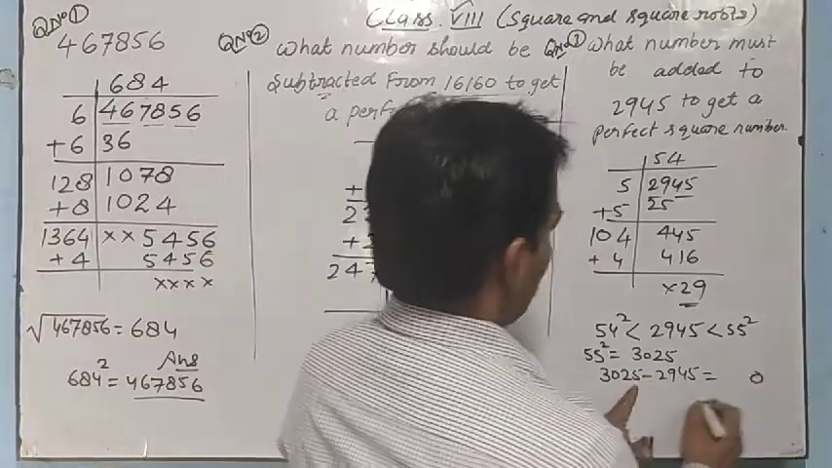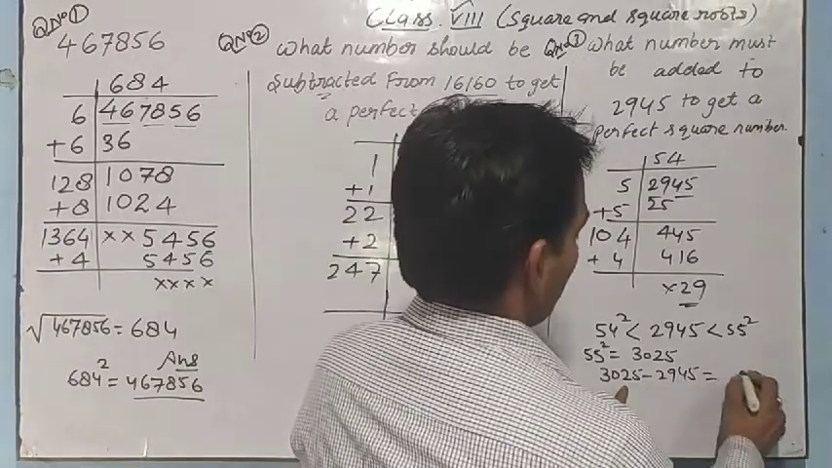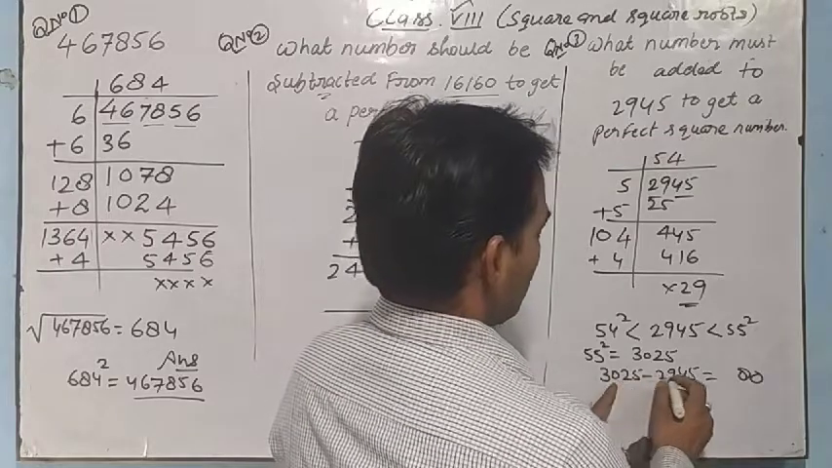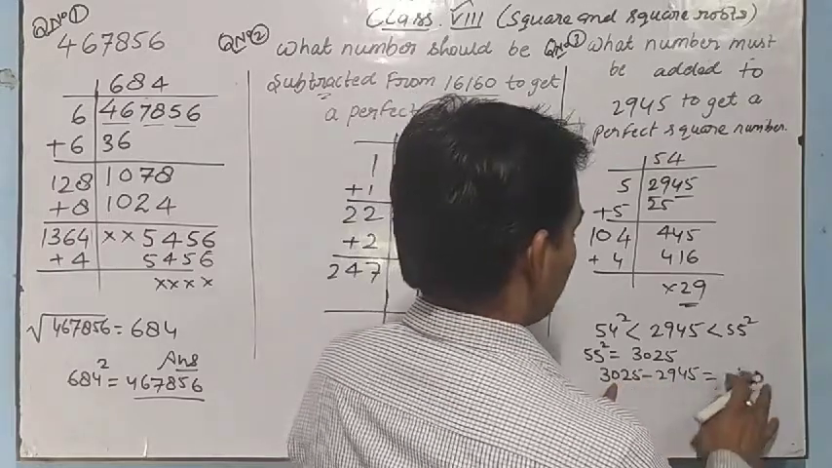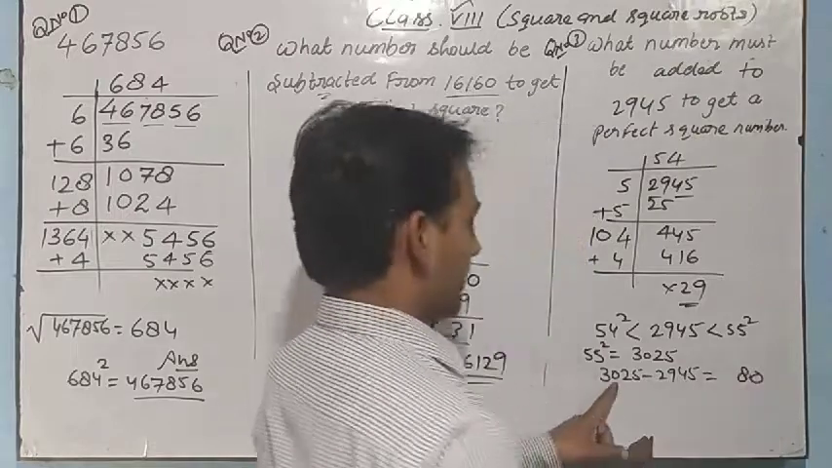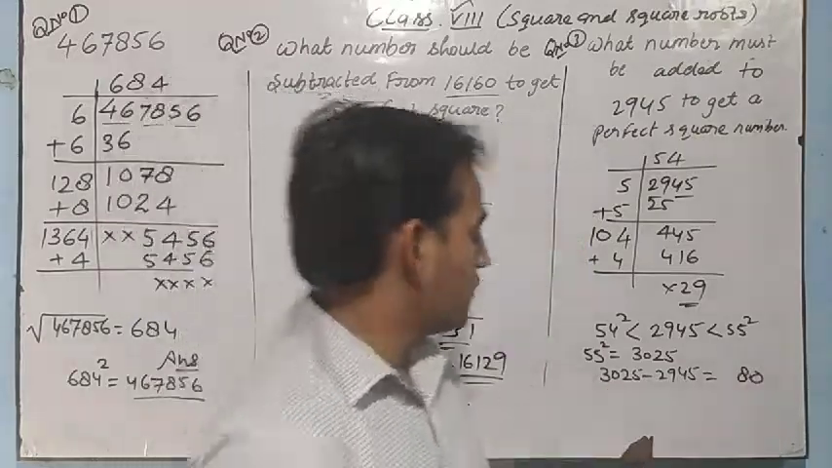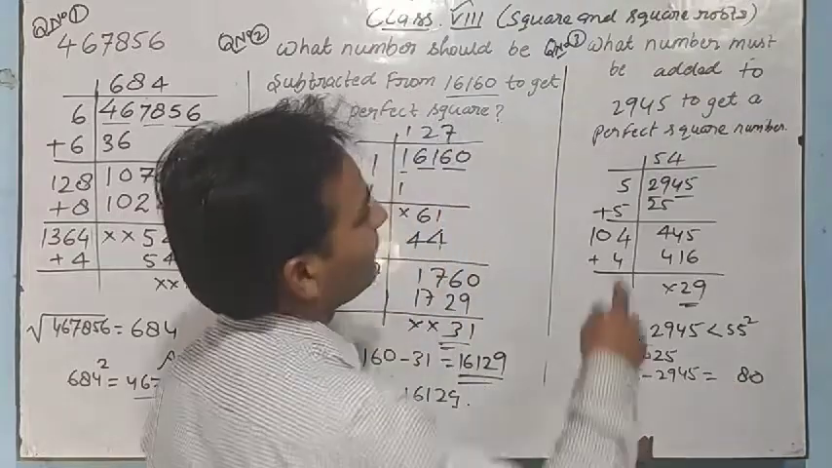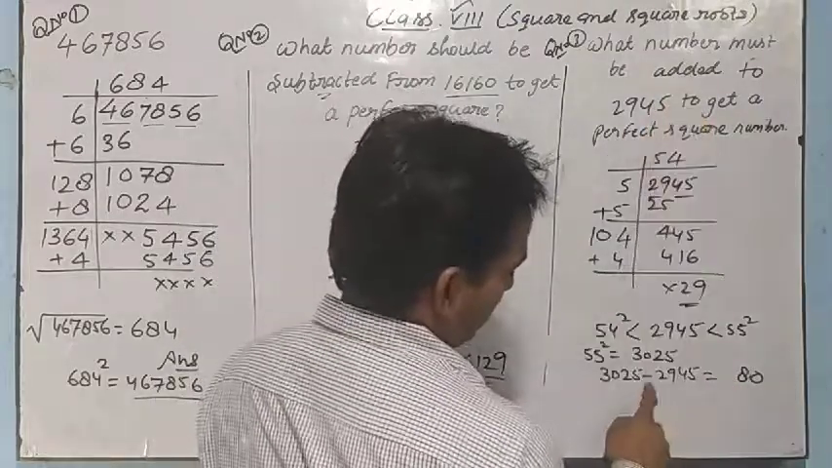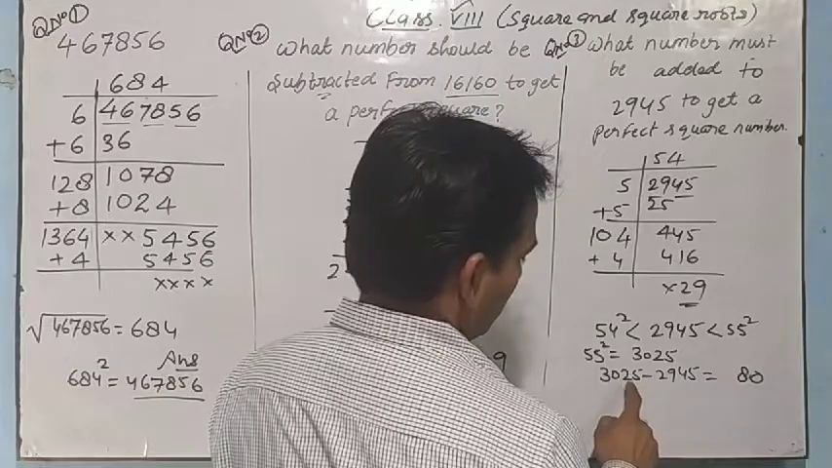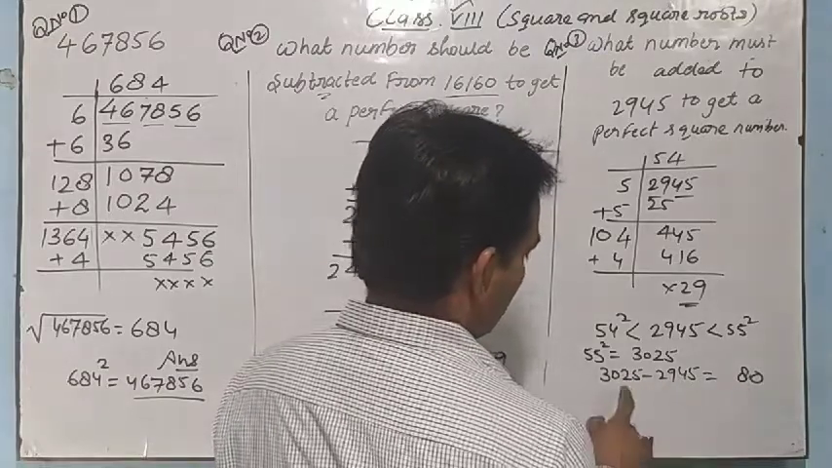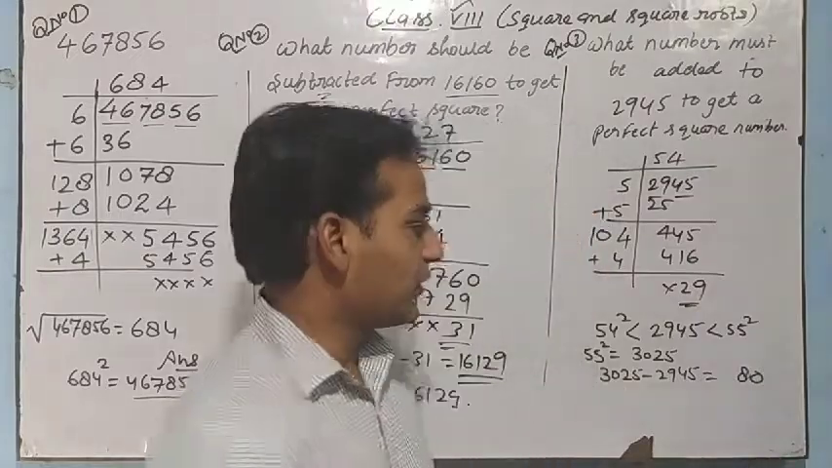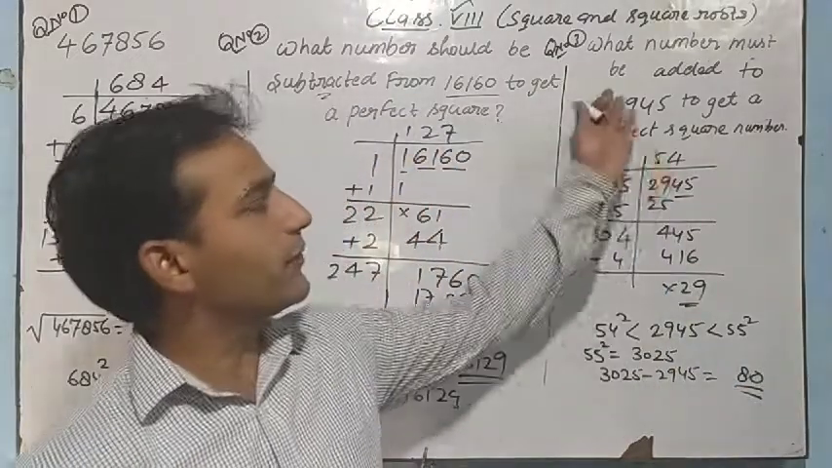5 minus 5 is 0, 12 minus 4 is 8, and this is 9. 9 minus 9 is 0. We will get 0. Okay, so now we have 80. So 80 should be added. Let us check once again. 5 minus 5 is 0, 12 minus 4 is 8, and 9 minus 9 is 0. Yes. Now 80 should be added to make it a perfect square.